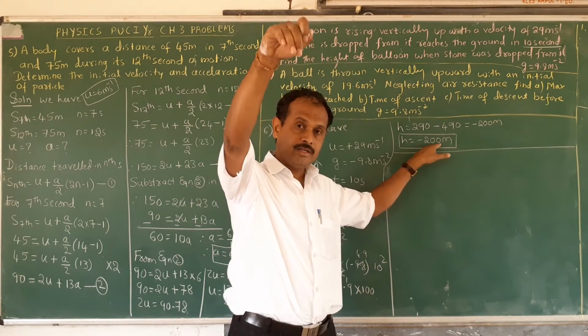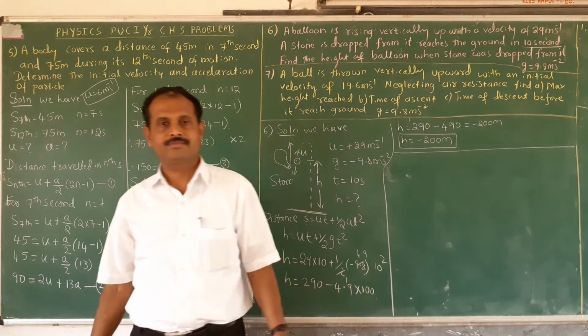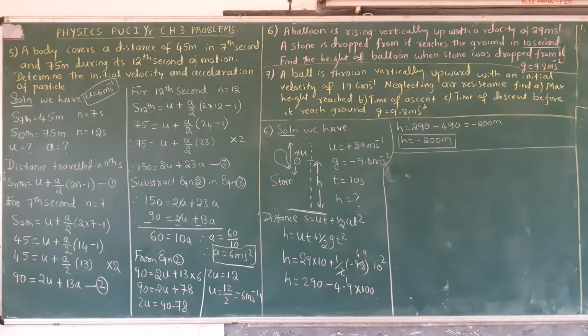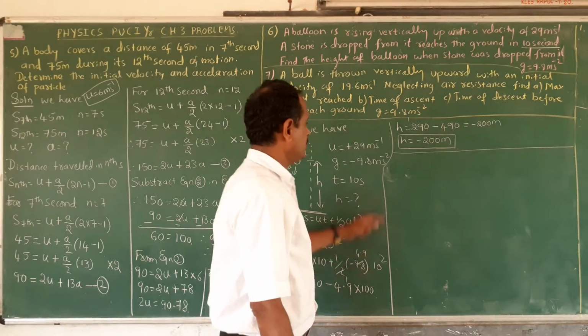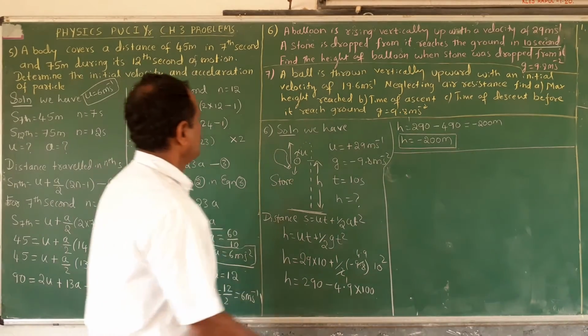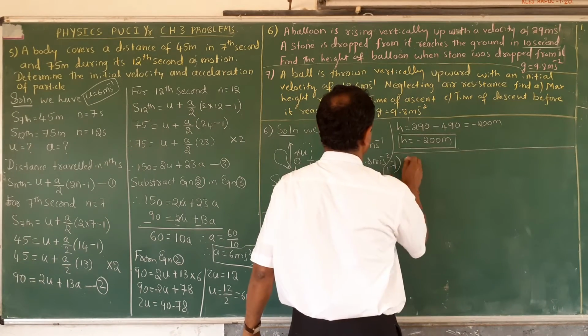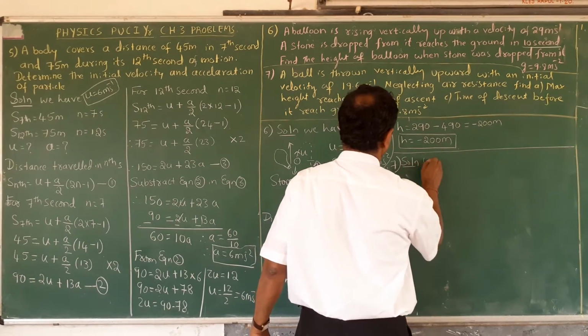Minus indicates it is a downward height. Upward height you have to take as positive, downward height you have to take as negative. This is one type of solution. Yes, that was the seventh solution we have.